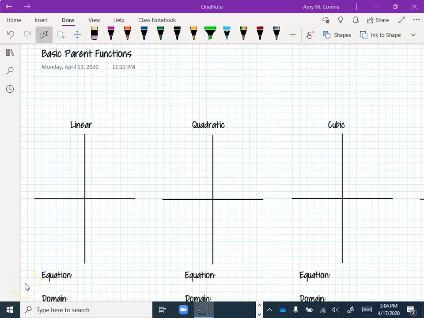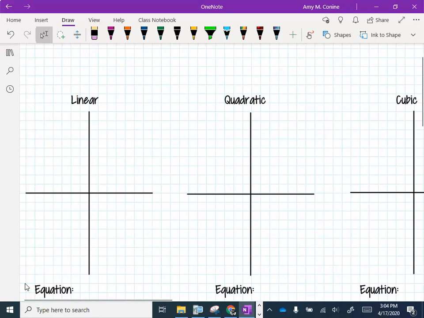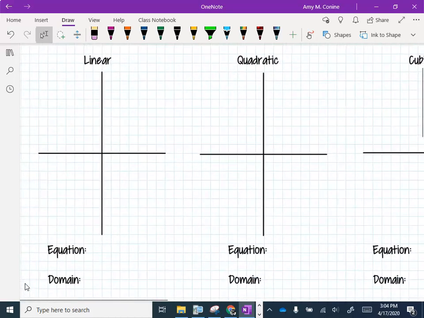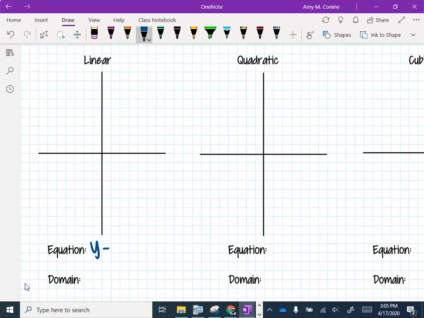Hey everyone. All right, so this is the start of our new unit. We're going to talk about graphing and parent functions, and we're going to talk about each one. So the first one we're going to talk about is linear. The parent function for this guy is just y equals x.